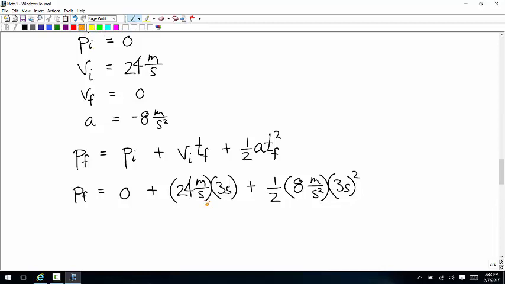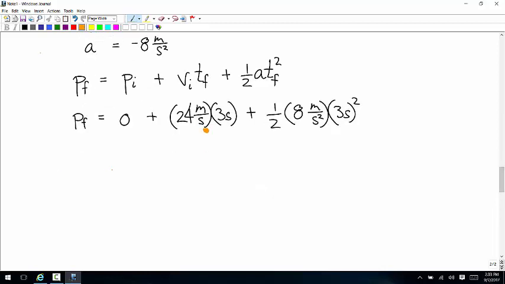So I'll do these two separately. The orange dot there: 24 meters per second times 3 seconds. I'll write that as 24 meters over seconds times 3 seconds. The seconds cancel, and we get units of meters, which is good because we want our final position to be in meters. So that's 72 meters.